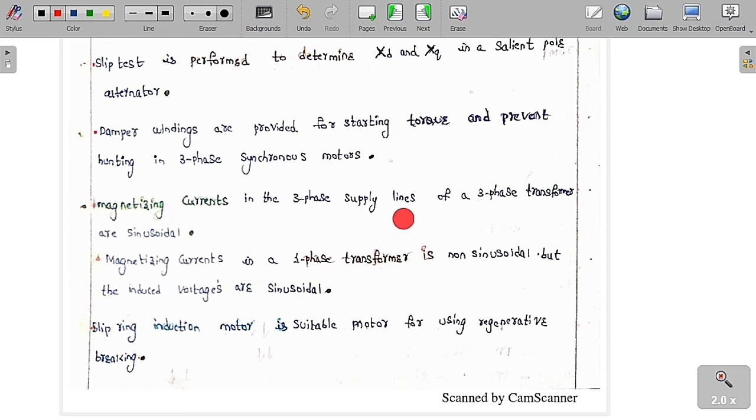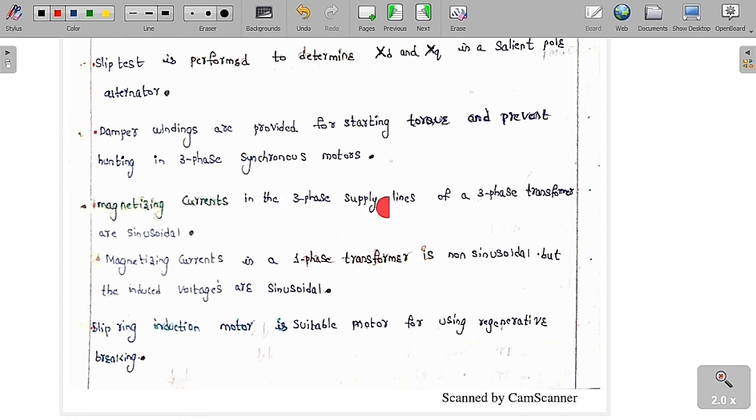Magnetizing current in the three-phase supply lines of a three-phase transformer is sinusoidal. So we can say the magnetizing currents in the three-phase supply lines of a three-phase transformer are sinusoidal in nature. The magnetizing current in a single-phase transformer is non-sinusoidal, but the induced voltages are sinusoidal. So these things are very important.